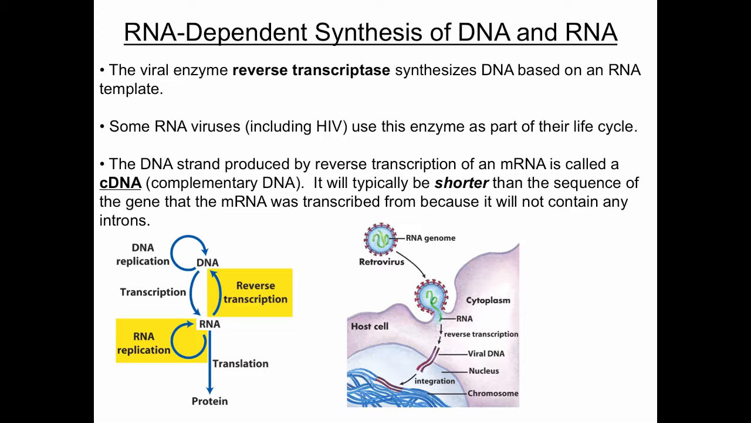And so actually this is transcribing DNA by using an RNA. Some of these viruses include HIV, which uses reverse transcriptase. And so when the mRNA is transcribed into a DNA, it produces what's called a cDNA, and typically this is shorter than that of an mRNA, and usually it does not contain any introns.